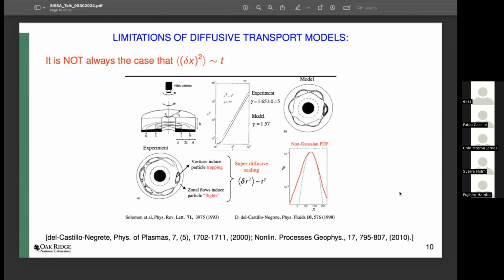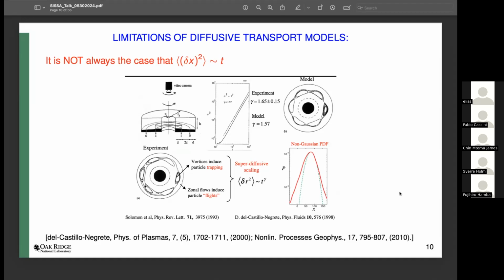Now, another signature of departures from diffusion processes is the scaling of the second moment. And this has significant implications for practical purposes because, for example, in the case of magnetically confined fusion plasmas, you care about confinement time. And if you study pollutants in the ocean or in the atmosphere, you care about how long it takes for a pollutant to spread in the atmosphere, for example.